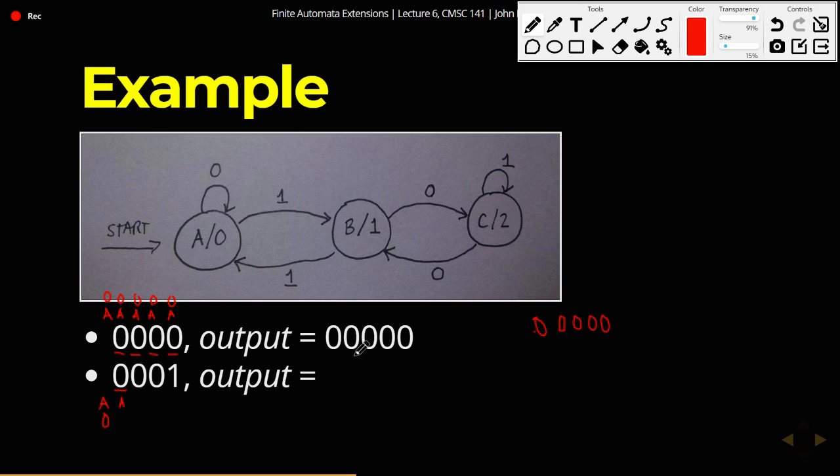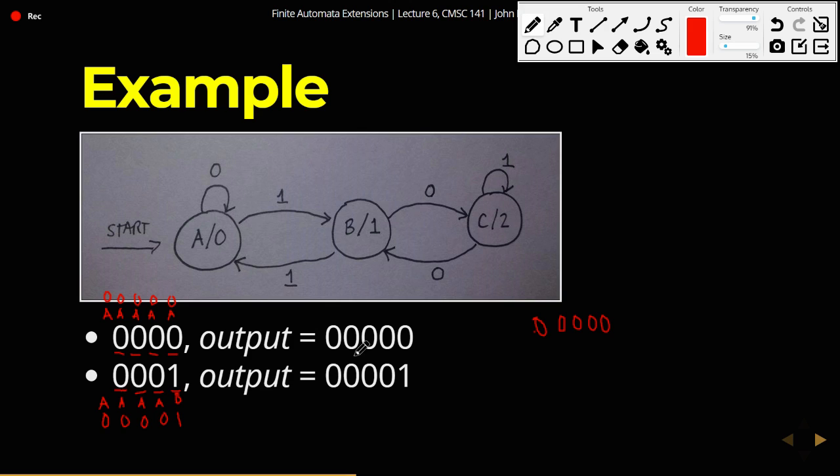So it's still in A and the output is 0. A on 0 is still on A and still the output is 0. Same with this one, still 0. But A on 1 will go to B and the output is 1. So your output is 0, 0, 0, 0, 1. Okay, so basically every time you land at a state during transition, you will output that state's output symbol.